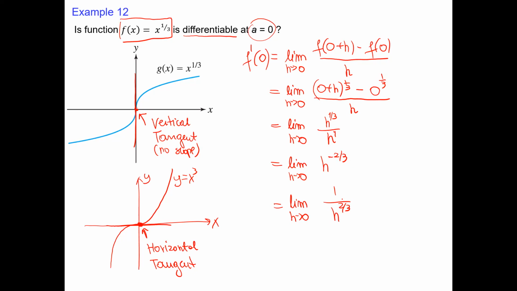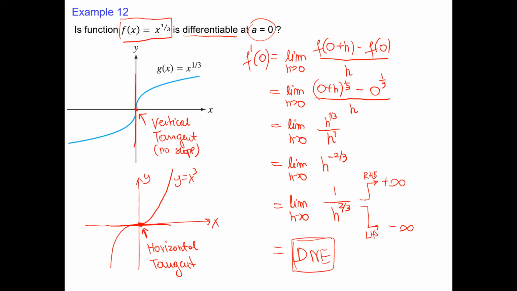Now we can see it's 1 over a small number, and 1 over a small number is a big number. We will have positive or negative infinity, depending on whether h approaches 0 from the left or the right. From the right-hand side it will be positive. From the left-hand side, 1 over a small negative will be negative infinity. As we can see, the limit is undefined.